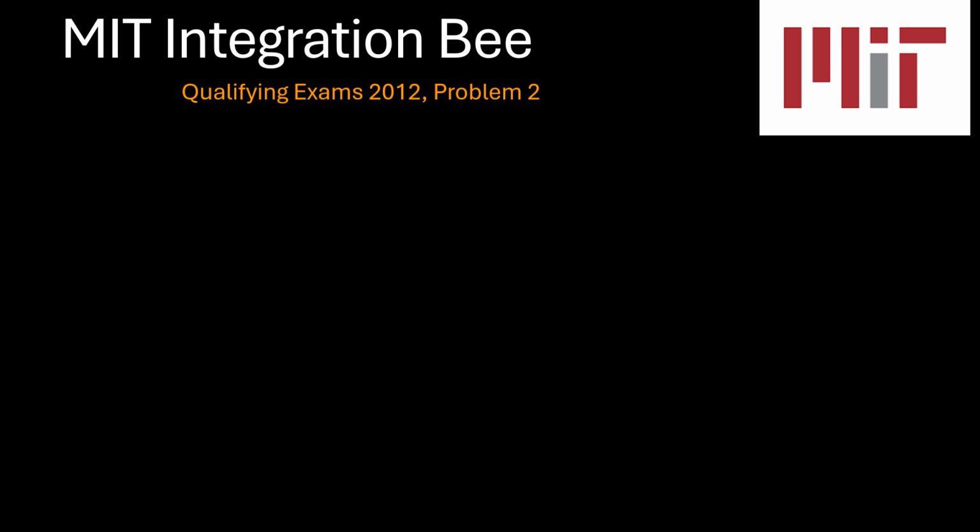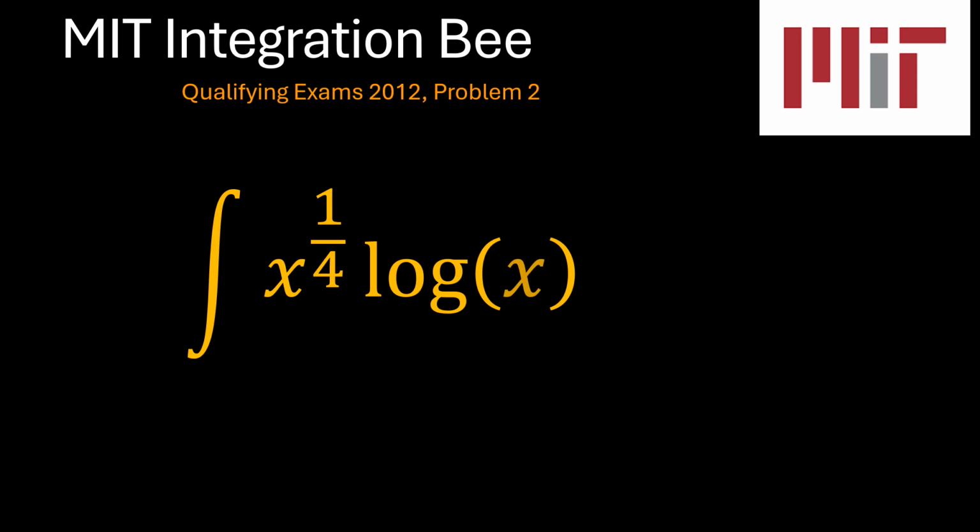On to problem number 2 of the MIT Integration Bee Qualifying Exam 2012, which is the indefinite integral of x to the power 1 over 4, in other words the fourth root, times the natural logarithm of x. So an interesting problem, but let's see how we'll be able to solve this. What we're looking at is the integral of x to the power 1 over 4 natural logarithm of x dx.